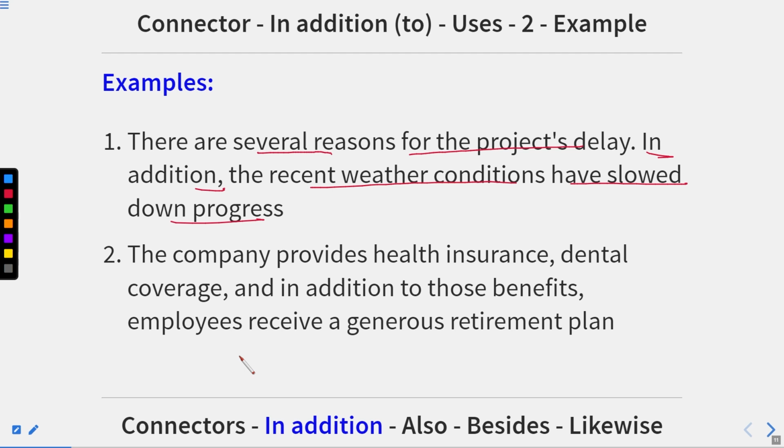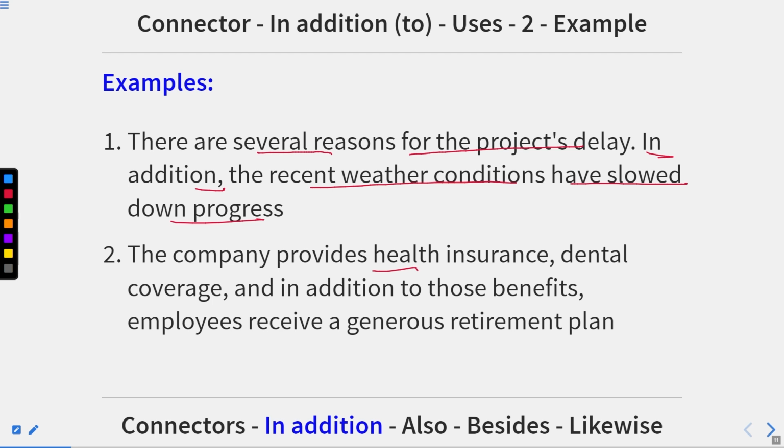So we have some extra information about our project's delay. We are using "in addition" just to show it. It is just like we use besides, moreover, furthermore. So it is also a phrase that can be used in place of those words.